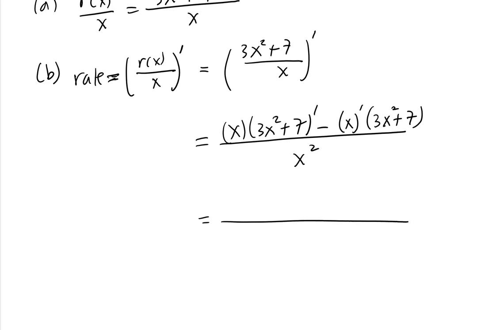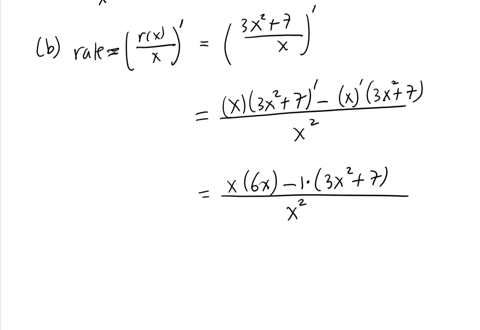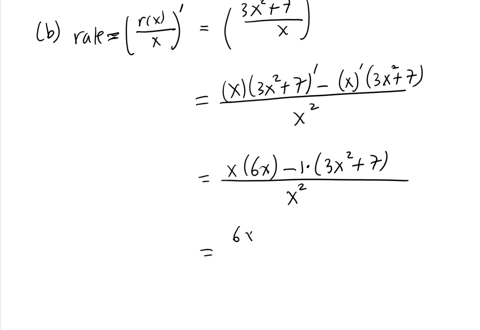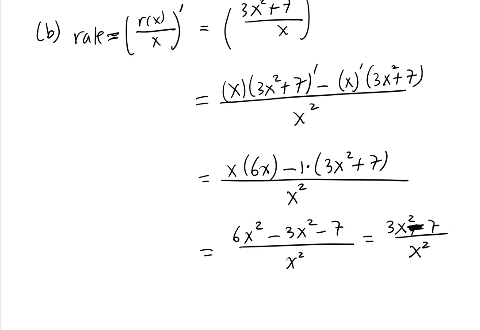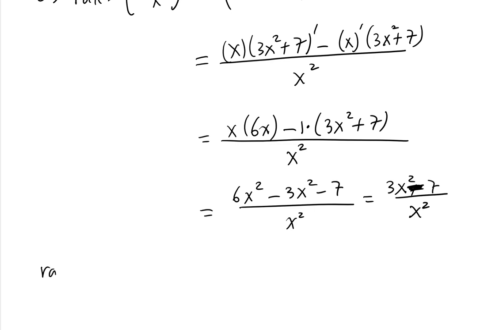What do we get for this? x times 6x, minus 1 times (3x squared plus 7). This becomes 6x squared minus 3x squared minus 7 over x squared, which is 3x squared minus 7 over x squared. Now the rate for 4 lamps, all we have to do is substitute x equals 4 into this answer.